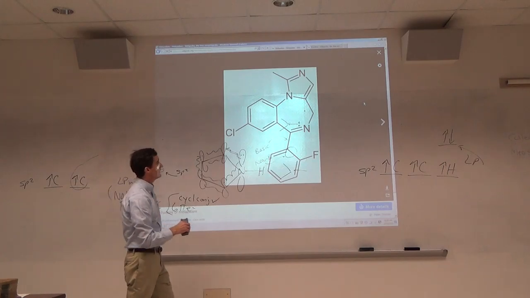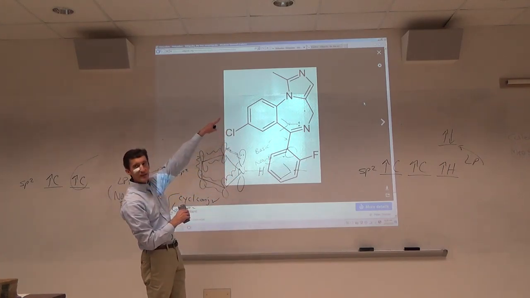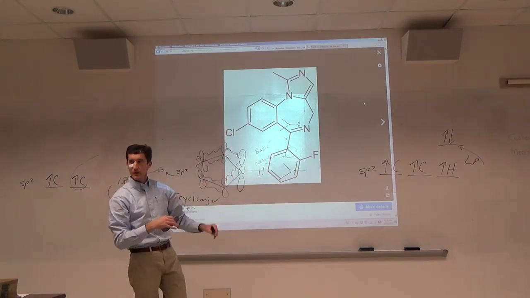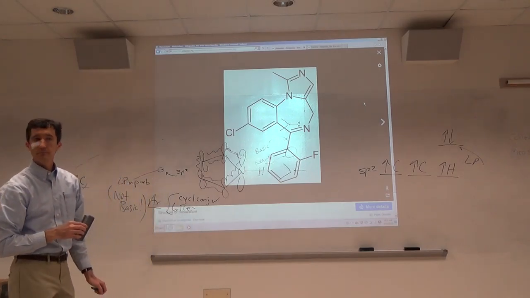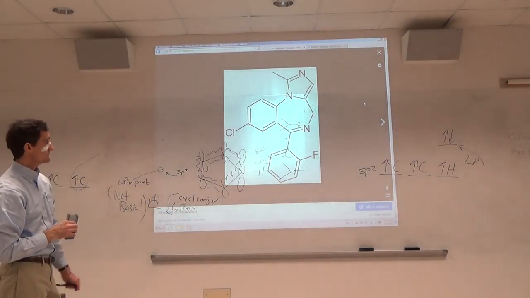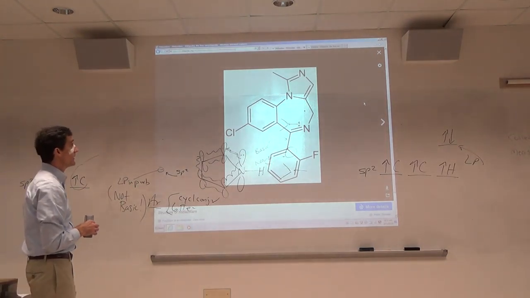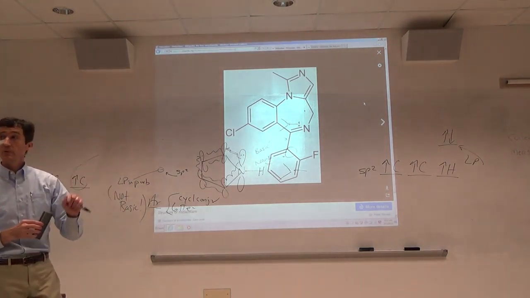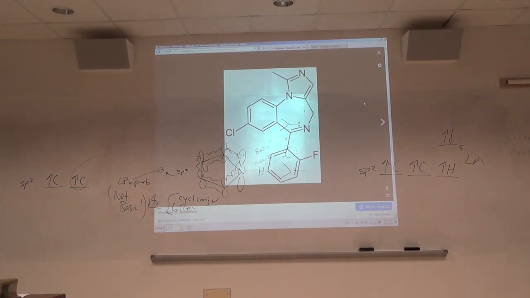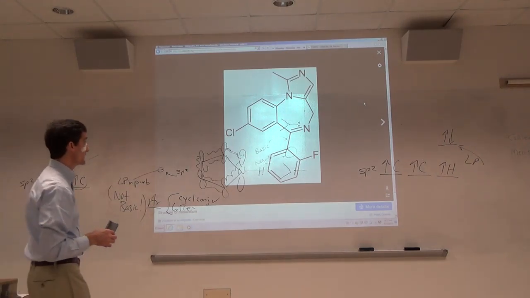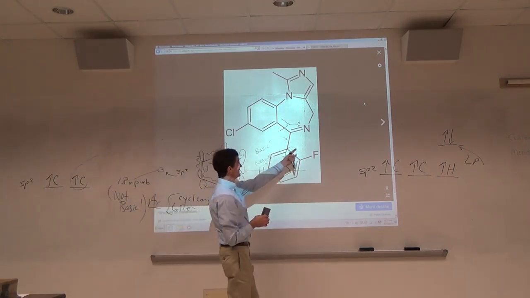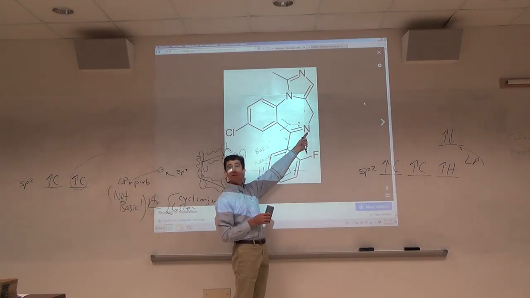What's the name of the ring that's up there in the corner? It's fused to the rest of the molecule, but what's the name of that ring? It's an imidazole ring in the top right quadrant. Which nitrogen up there is the most basic? Yeah, it's a pyridine type nitrogen. Question: is this nitrogen basic or not?